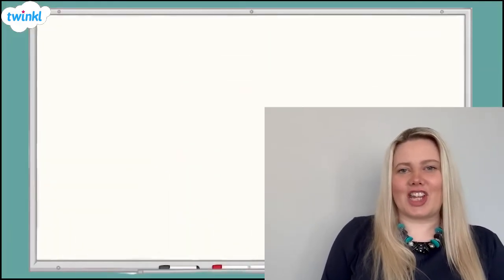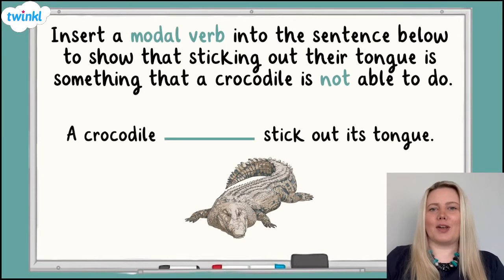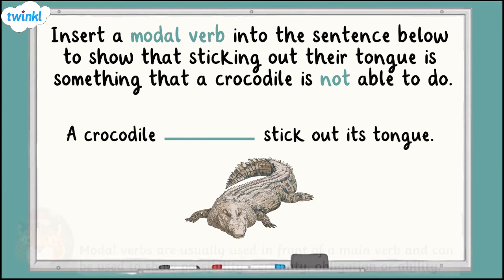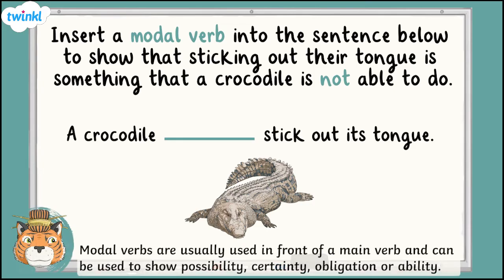In this next question, you're being asked to add a modal verb to the sentence to show that sticking their tongue out is not something that a crocodile can do. Let's take a look at the sentence. A crocodile stick out its tongue. This modal verb will need to express ability. Specifically, the ability of a crocodile to stick out its tongue.